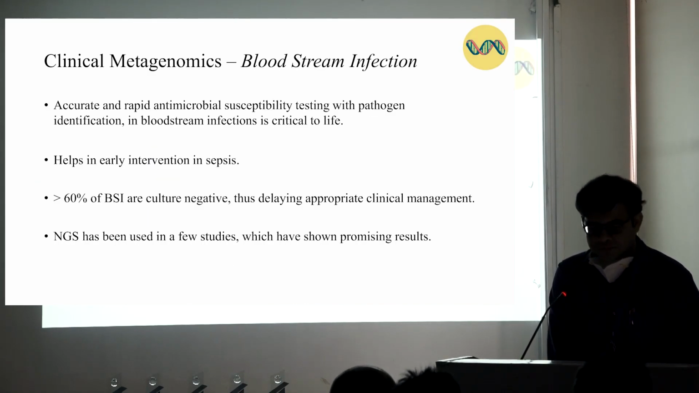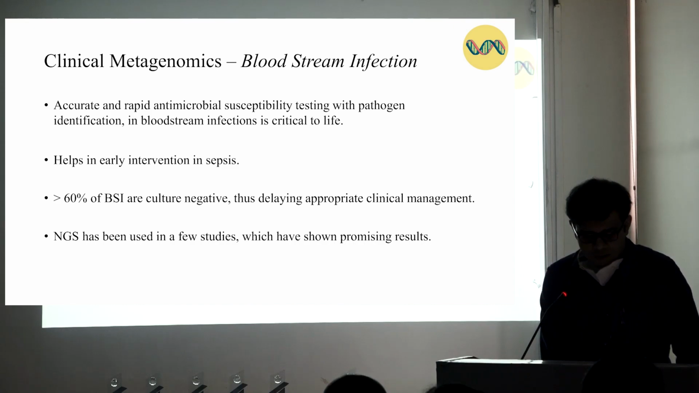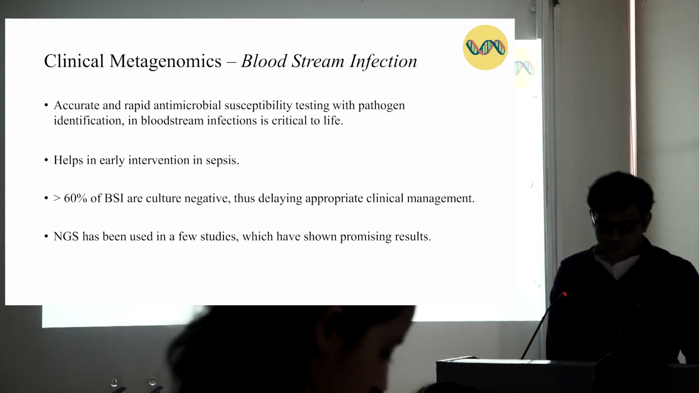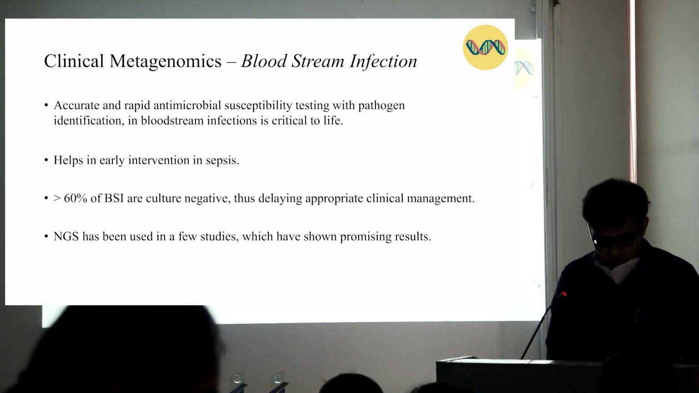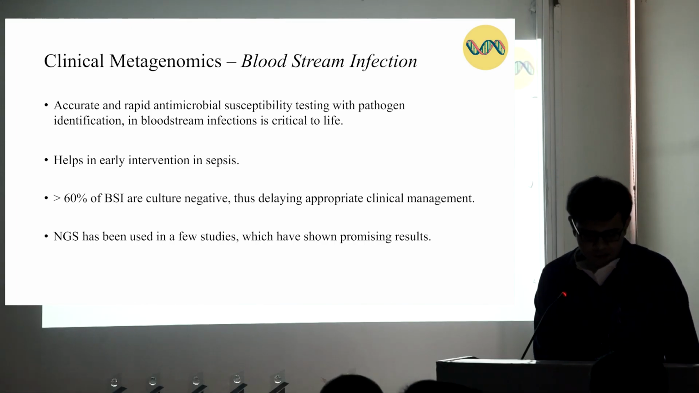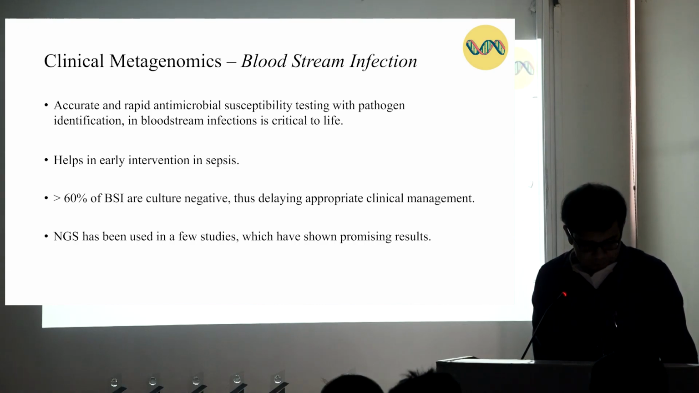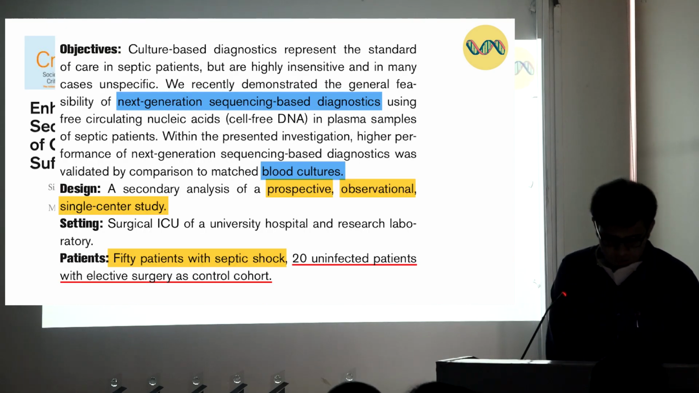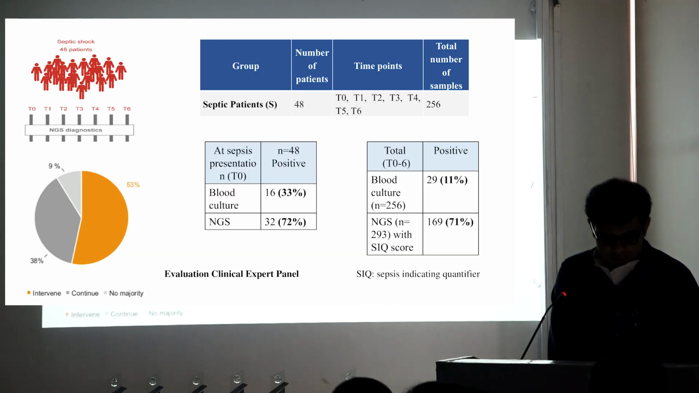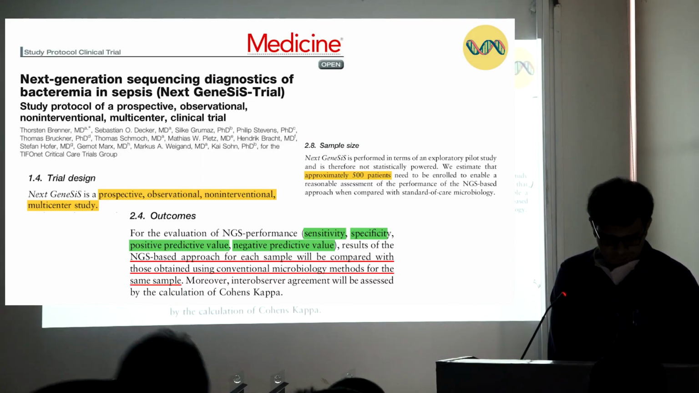Our main problem is with bloodstream infection because the culture rates are really low. If the culture rate is low, you are not giving the proper antibiotic, and there is a delay in clinical management. Many studies are going on. This study was done on patients having septic shock. They have shown that if the blood culture is positive in 33% of the cases, the NGS will give you an organism in 72% of cases. So overall sensitivity is really on the higher side.